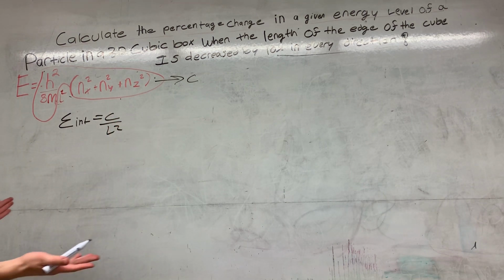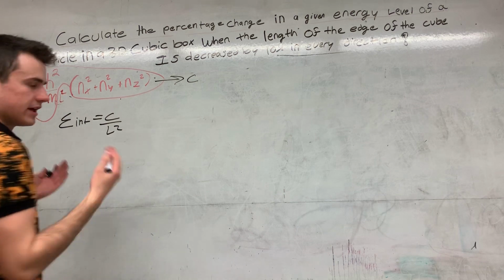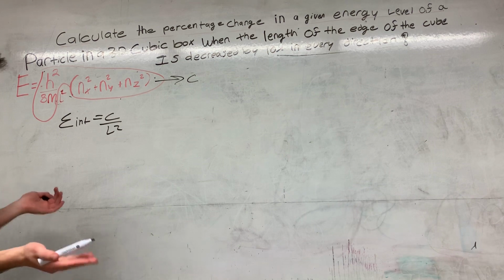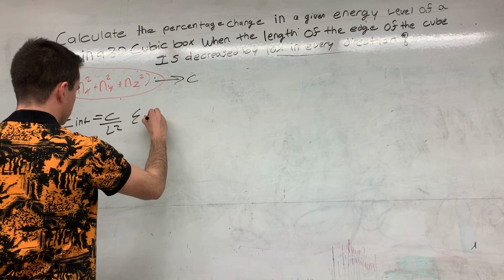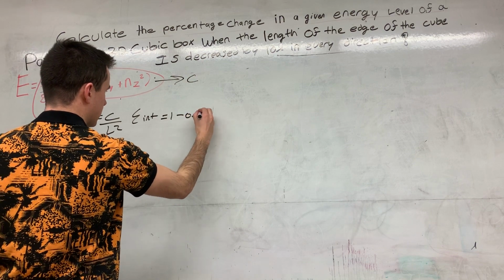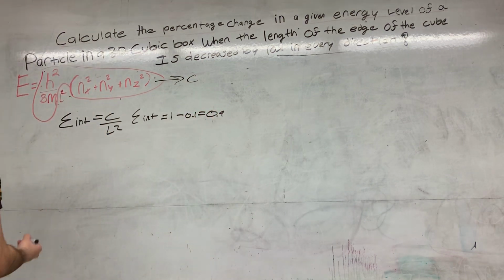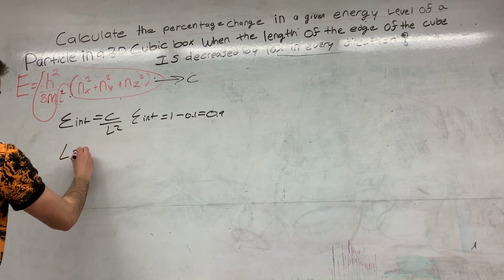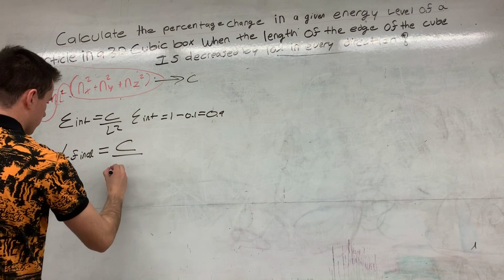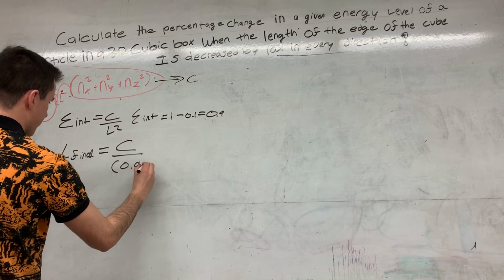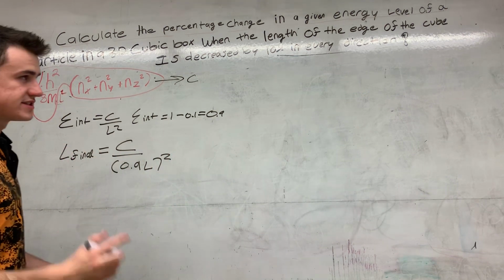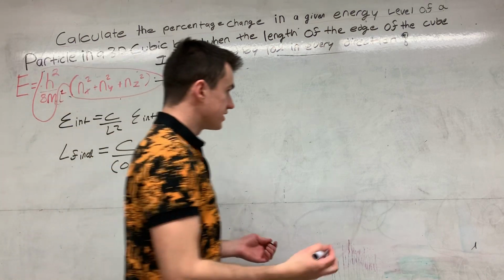And now what will be our final length? Really straightforward. Let's say our initial length is 1.0, and if we decrease it by 10%, we'll have 1 subtract 0.1 equals 0.9. Therefore, we know L final, our final length, equals 0.9 L, and E final equals C over 0.9 L squared. Simple as that.